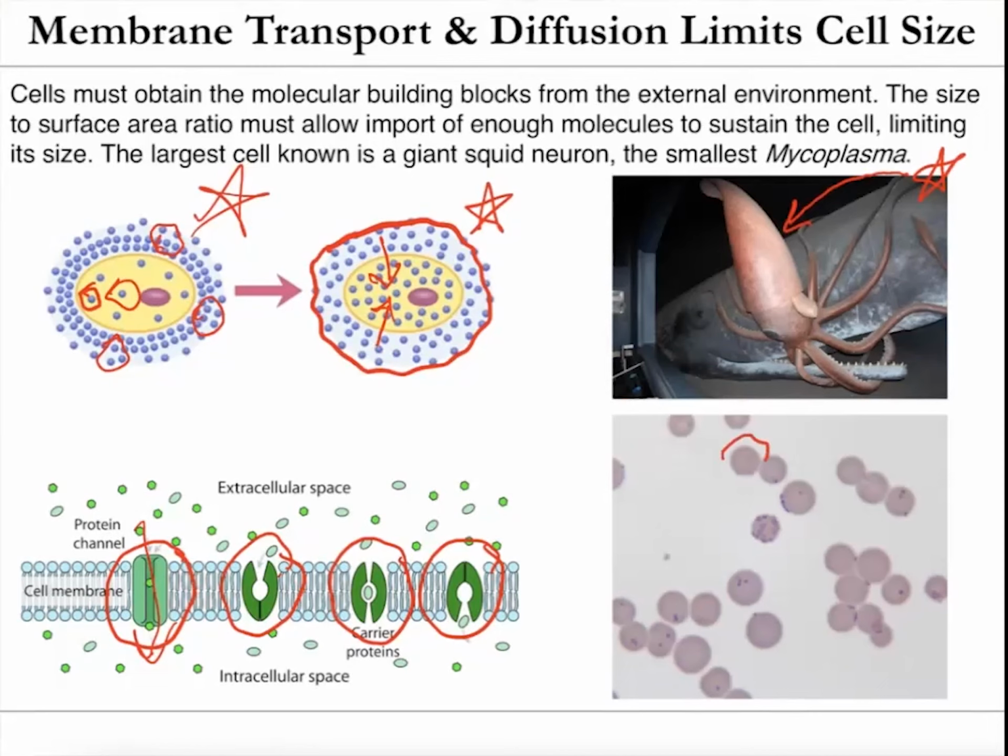And then the smallest cells are these mycoplasma bacteria. Those are ubiquitous. They're on your body. They can cause disease, but a lot of times they don't cause any problems at all. But these are actually the smallest cells that are known. So membrane transport and just the diffusion, the movement of molecules across a barrier like the lipid membrane, that limits how big cells can get.